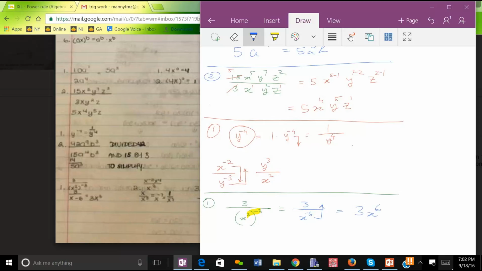Okay. Whenever you have a negative power, it needs to go back to its country, like an American in Canada or a Canadian in America. It goes up or goes down, one of those. Okay. Get it? Yeah. Okay.